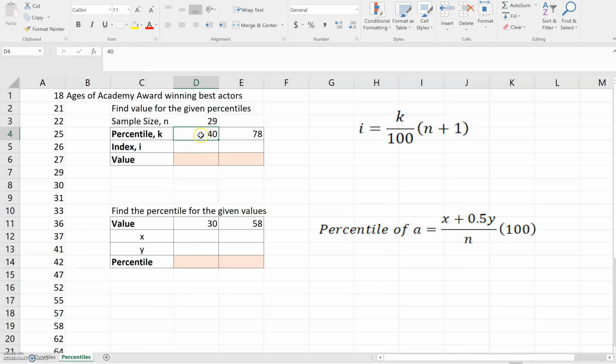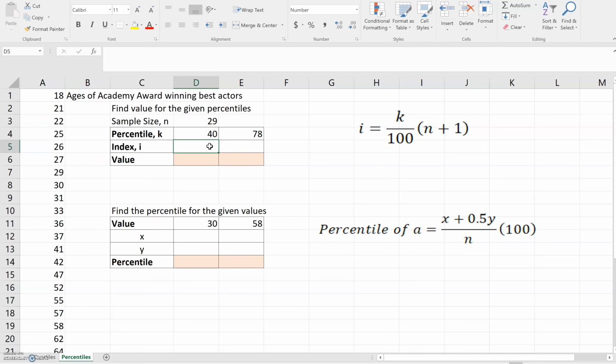Then for this first one, I'm going to be calculating the 40th percentile, and that starts by calculating the index. Now the index is not my final answer. That one tells me which value in the list is going to be my answer. So for instance, if I get an index of 5, then the 5th number in the list will be my answer.